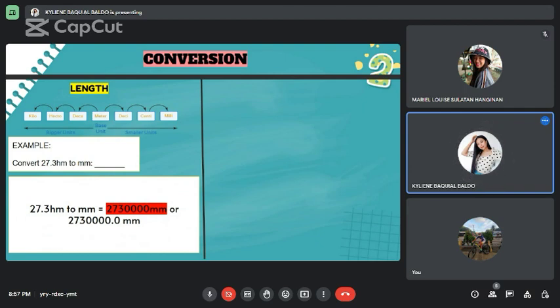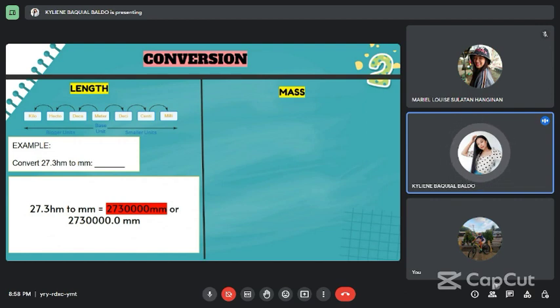So you might be asked where the decimal is. Actually, the decimal is on the last part, but since it is a whole number, it's okay not to put the decimal point. So next we have the mass.